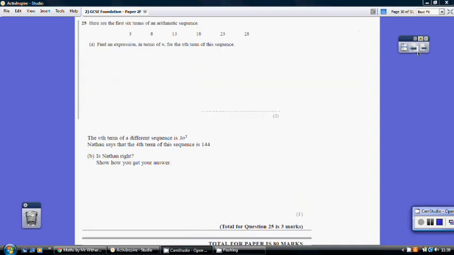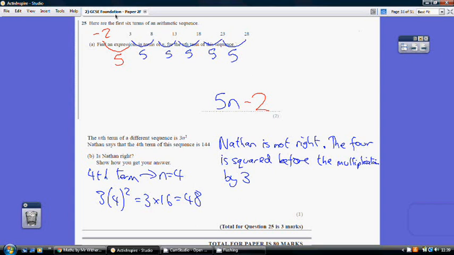Question 25. So we need to find an expression for the nth term. So this is really just a process you need to learn. So first of all, what are we going up in? We're going up in fives.